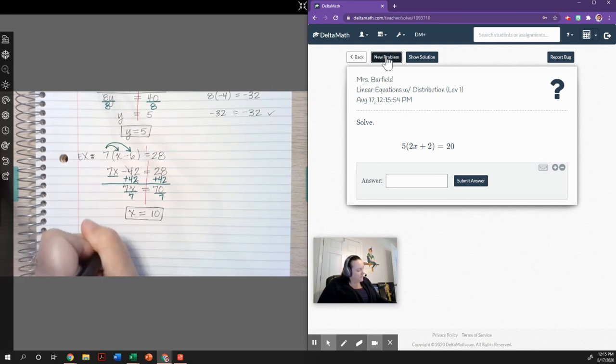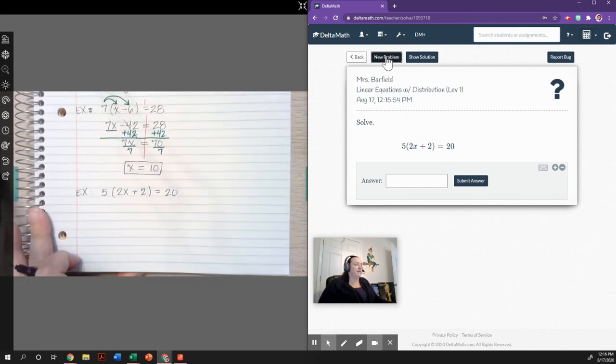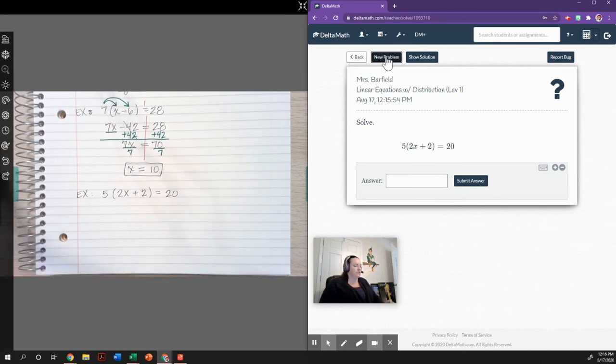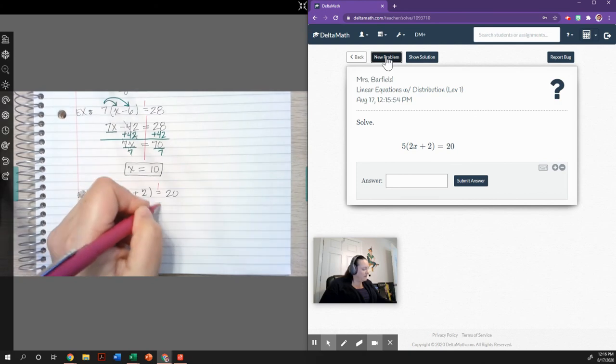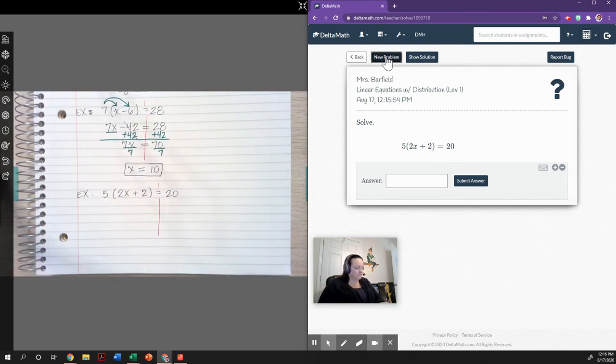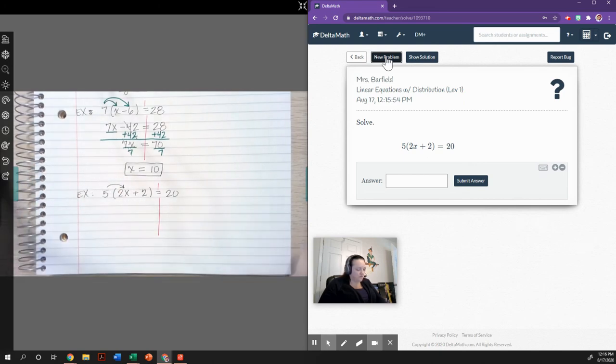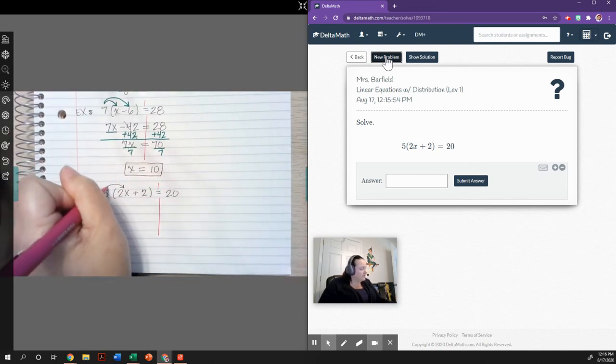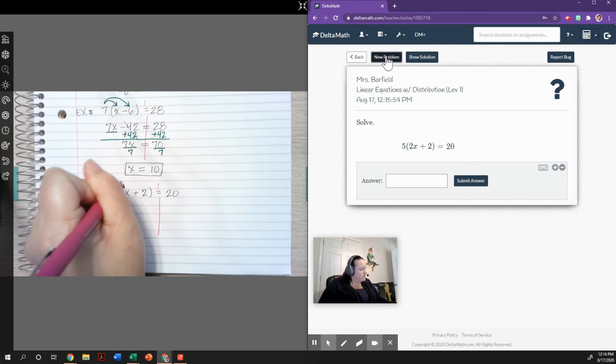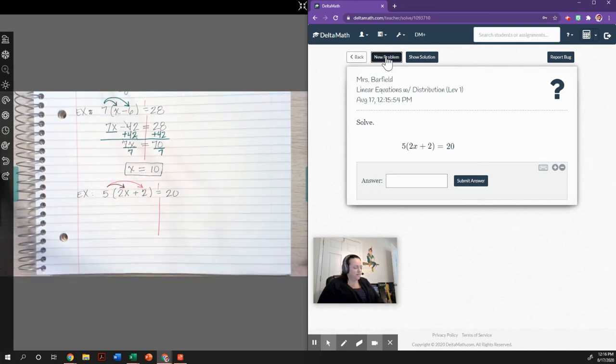So 5 times 2x plus 2 equals 20. All right. And this will be my last problem, and we'll move on to level 2. So I'm going to make my wall. And then I'm going to distribute so I can eliminate those parentheses. Let me do that in a different color. Distribute. All right, so 5 times 2x.